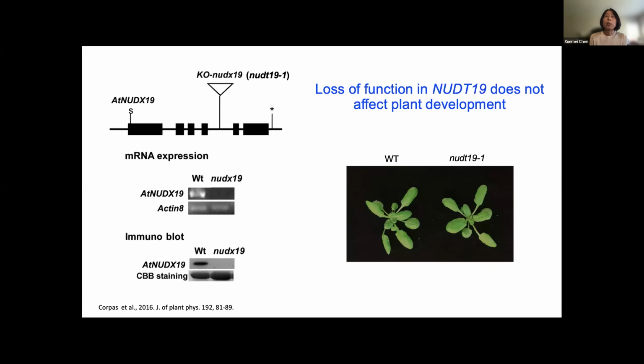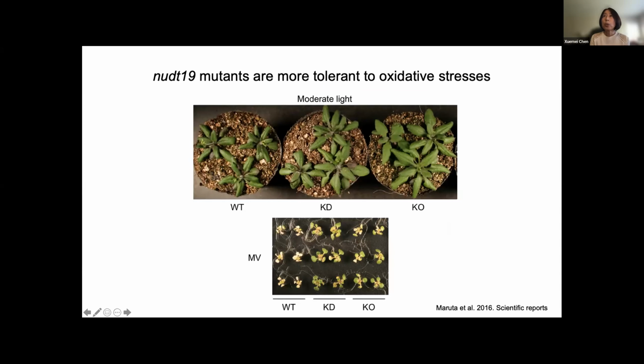So what are the phenotypes of NUDT19 mutants then? In fact, these mutants have already been studied and published, and the NUDT19 loss of function mutant looks just like wild type in terms of development. However, these mutants do seem to differ from wild type in terms of their responses to oxidative stresses. For example, these knockout or knockdown mutants are more resistant to high light or the oxidizing agent methyl viologen.